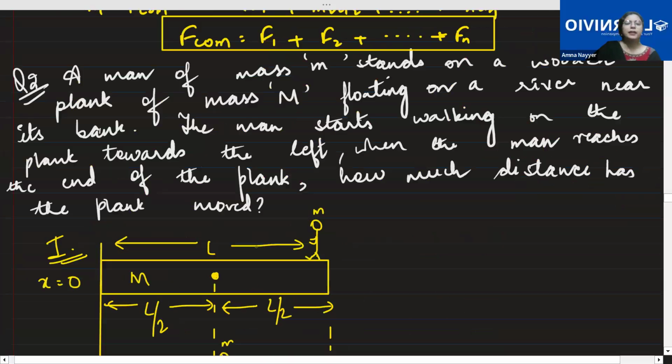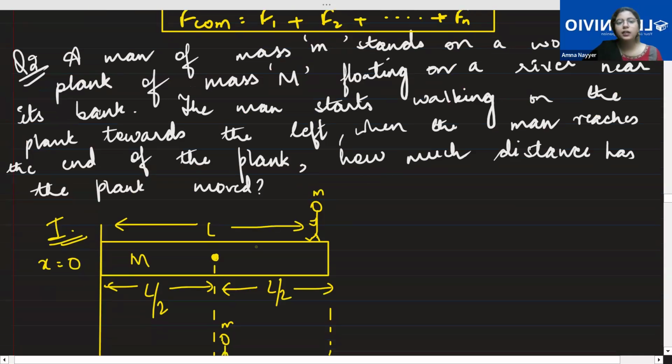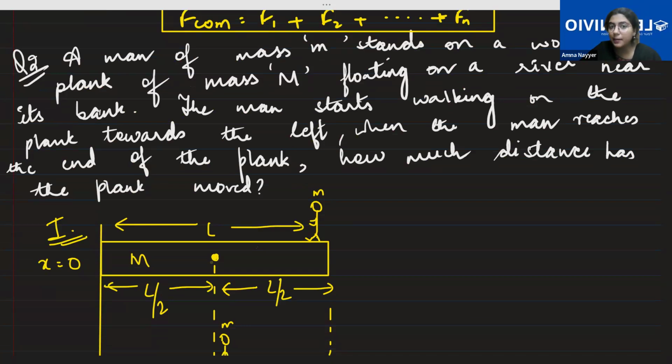Okay, class, let's practice this question. A man of mass small m stands on a wooden plank of mass capital M, floating on a river near its bank. The man starts walking on the plank towards the left. Okay, this is the first case. This is the plank. This is the reference origin line that we have taken, X equal to 0, so that we can make out where the man is with respect to the plank. The length of the plank is L and the man is towards the extreme edge of it.